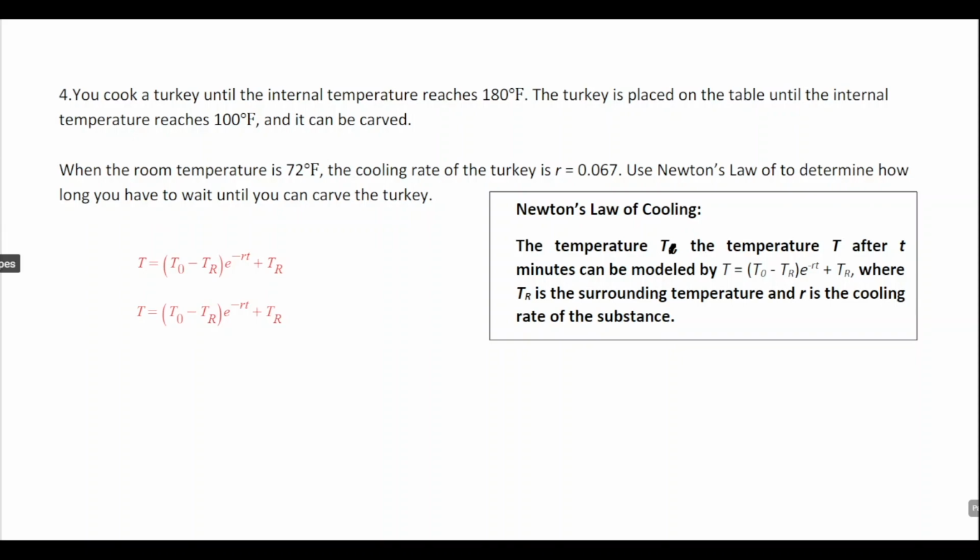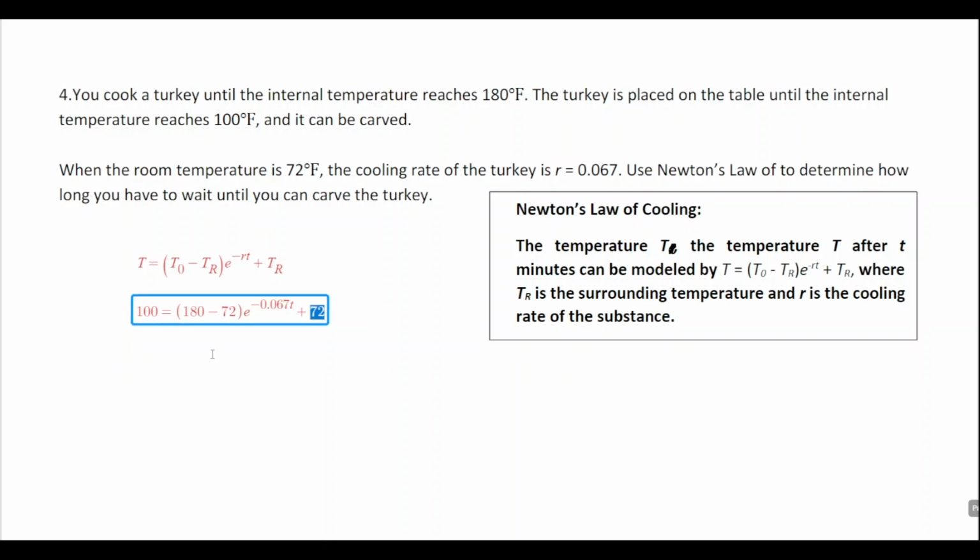So the initial temperature here was 180. Okay, the surrounding temperature was 72. We're trying to calculate the time, so that's going to be our unknown. The final temperature, let's see, until the internal temperature is 100. So the final temperature we want to be 100. And the time is what we're trying to find. The cooling rate is 0.067. Okay, so now our equation is totally set up and we can start to solve.